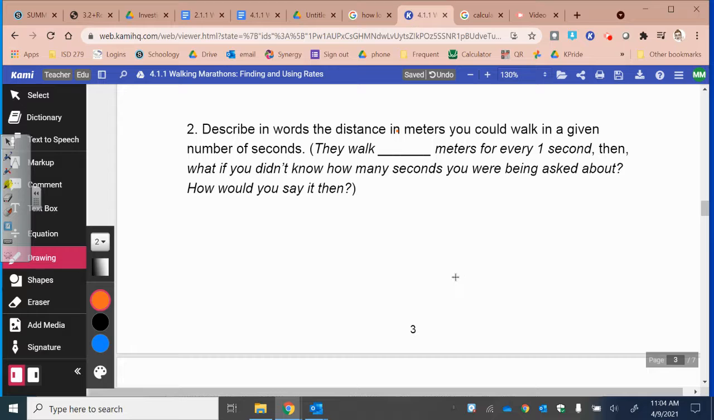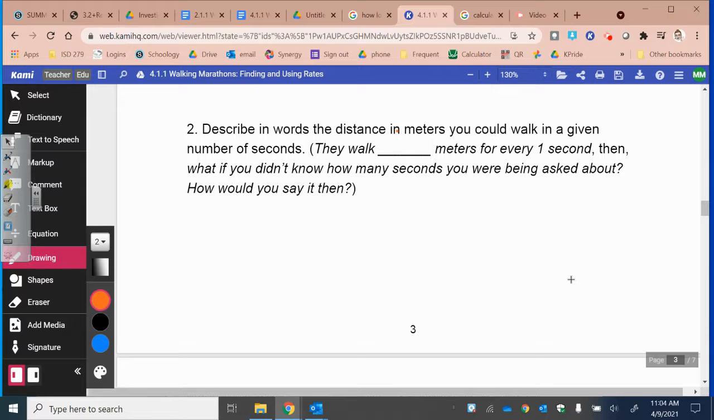And then in number 2, it says, describe in words the distance in meters you could walk in a given number of seconds. They don't necessarily mean you, they mean the volunteer. So you could use this sentence starter, they walk blank meters for every 1 second. And then in this next piece, what if you didn't know how many seconds you were being asked about? What could you say then? In other words, what would you calculate?